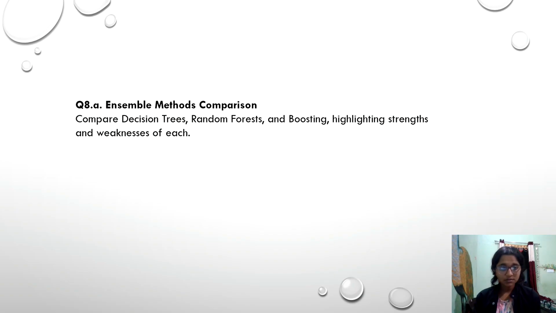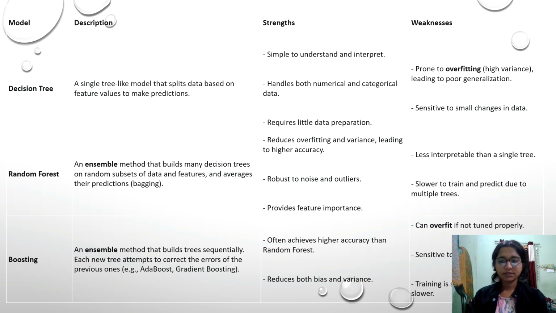Now the eighth question is ensemble method comparison. Compare decision tree, random forest, and boosting, highlighting the strengths and weaknesses of each. And this is the difference. Decision tree is a single tree-like model that splits data based on feature values to make predictions. Strengths: simple to understand and interpret, handles both numerical and categorical data, requires little data preparation. Weaknesses: prone to overfitting, leading to poor generalization, and sensitive to small changes in data.